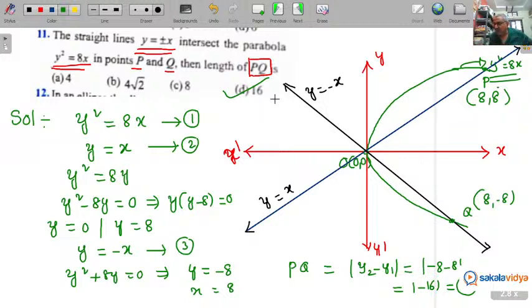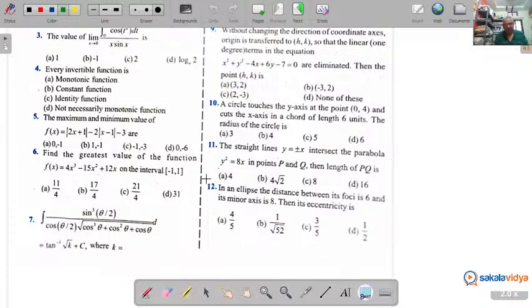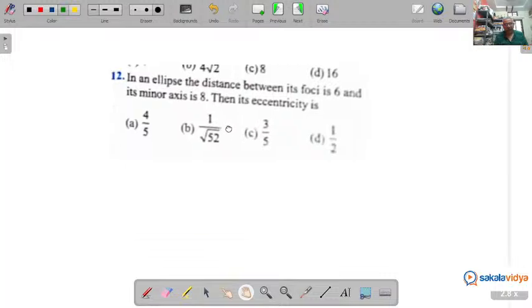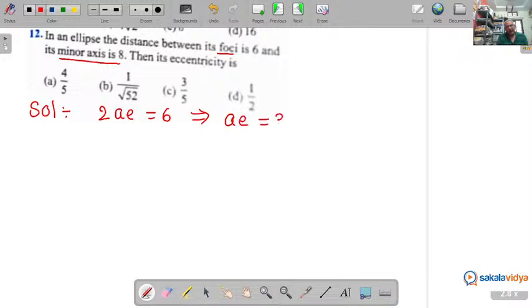Right, let us move to the next, 12th question. See the question: in an ellipse, the distance between foci is 6 and the minor axis is 8. The distance between foci means 2ae equals 6, given. So that means ae equals 3, say equation 1.